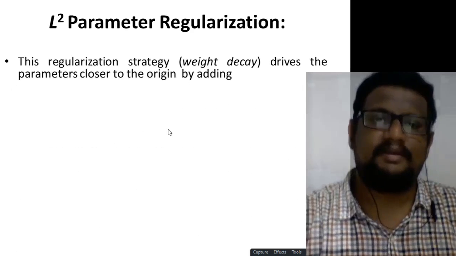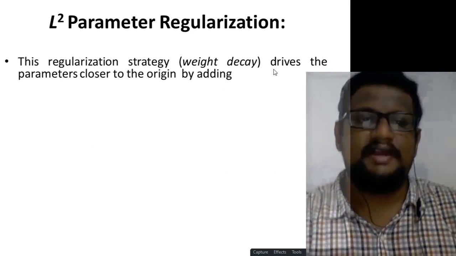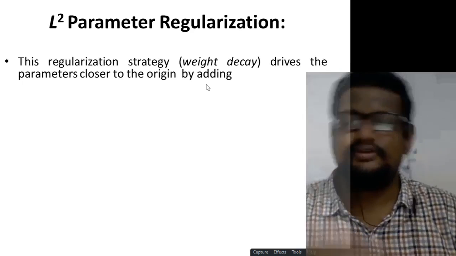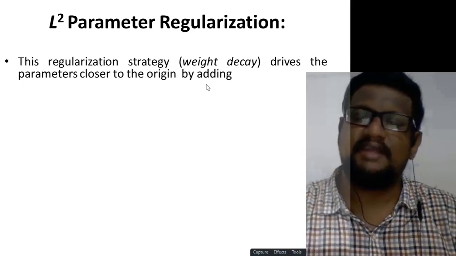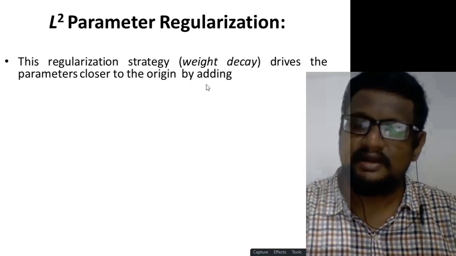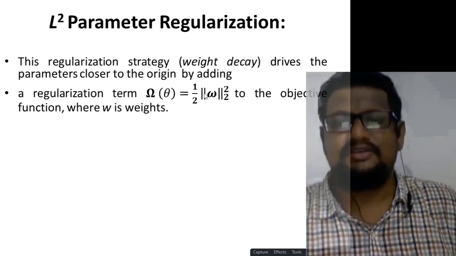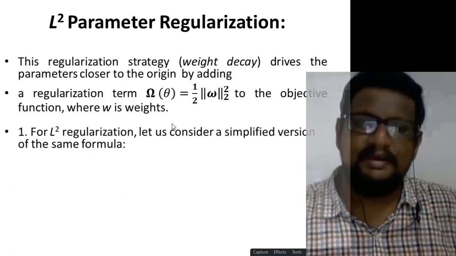What is L2 parameter regularization? The regularization strategy, that is weight decay, drives the parameters closer to the origin. That is, weight is decayed and taken towards 0, at least in some of the dimensions where the gradient is not significant, where the eigenvalues of the Hessian matrix are not significant. That is, a regularization term is added, that is half of the squared norm of W, to the objective function, where W is nothing but the weights.